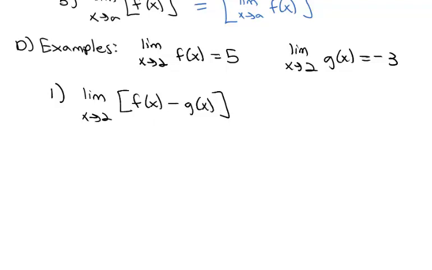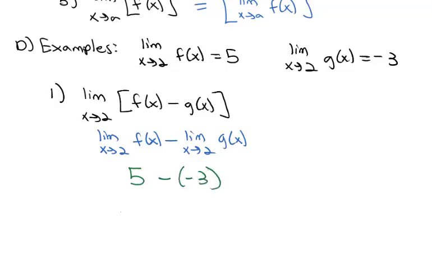Well, we don't know what f minus g is going to turn into. But what we do know about limits is sometimes it's easier to take the limit as x goes to 2 of the pieces, the limit as x goes to 2 of f of x and the limit as x goes to 2 of g of x, and then we'll subtract what's left. The limit as x goes to 2 of f of x is 5. That's what was given to us. Minus the limit as x goes to 2 of g of x, which is negative 3. Well, gee, that gives us 5 plus 3. The answer, clearly, is 8.